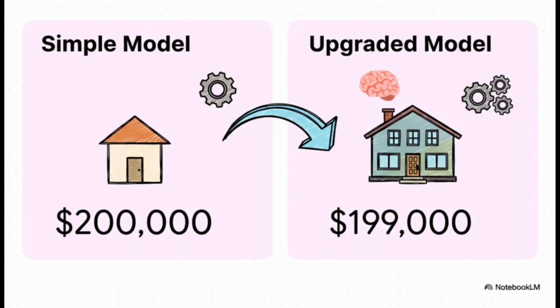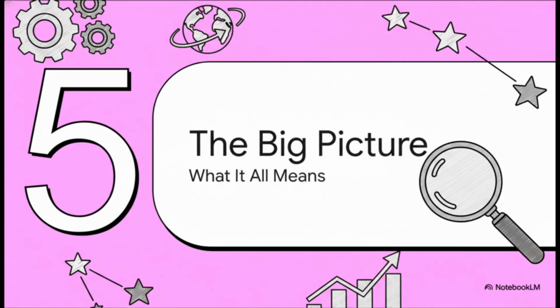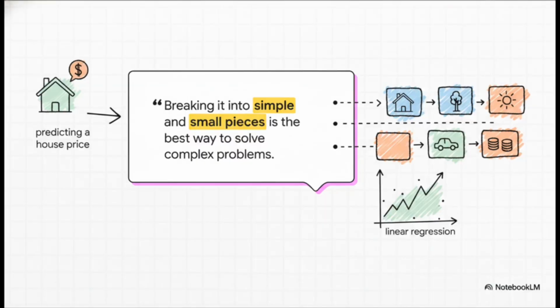This comparison really shows the power of adding more data. Our simple model gave us a flat $200,000, but the upgraded model, the one that accounts for things like bedrooms and age, it gives us a more nuanced and honestly probably more accurate prediction of $199,000. So, let's just pull back for a moment and really look at the big picture. What does all of this actually mean? You know, the fundamental takeaway here isn't just about the math. It's about how we approach the problem.